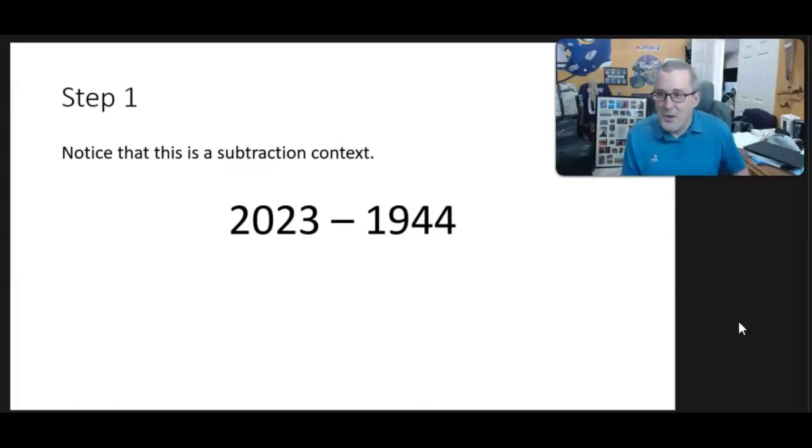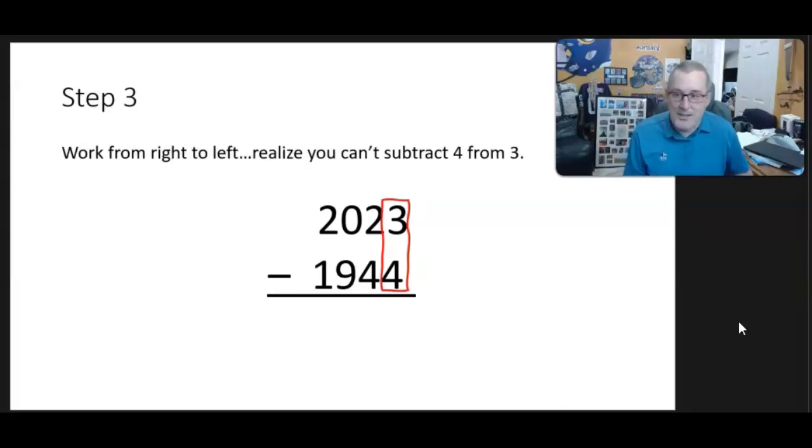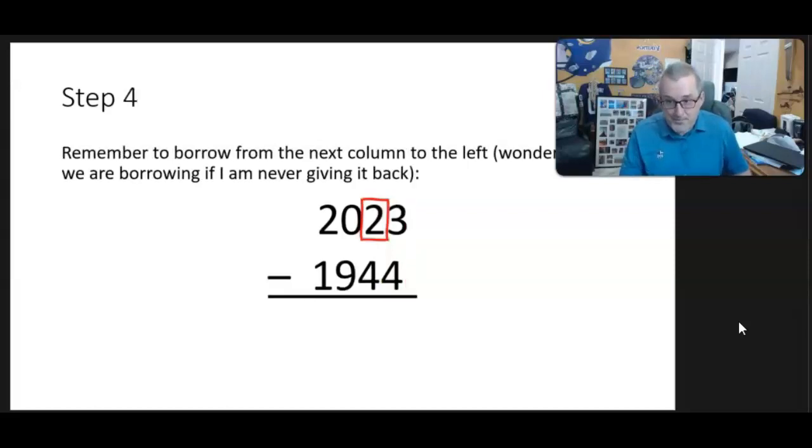First, step one, notice that this is a subtraction problem. Step two, set up the problem using the vertical subtraction template. Step three, work right to left. Look at the 3 and the 4. Realize you can't subtract 4 from 3. Remember that you should borrow from the next column to the left. And you might wonder, why are we borrowing if we're never going to give it back? But nonetheless, we borrow from the 2.